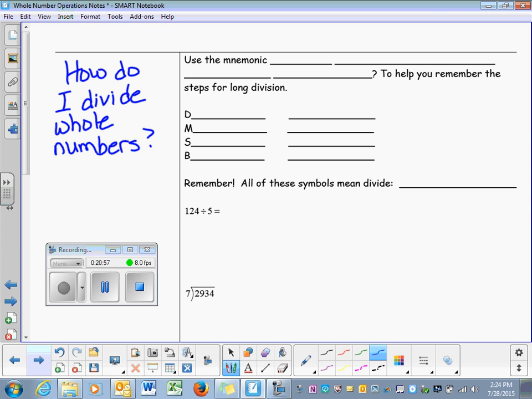I like to use a mnemonic when I'm doing division. Mnemonic is just a memory device. It's a phrase or a saying that helps you remember how to do something. I use the mnemonic, does McDonald's serve burgers?